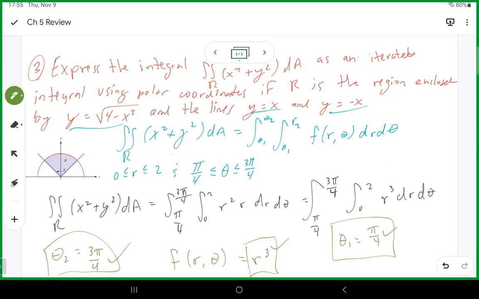Should they have asked you for your r's, you would have had r equal to 0 and r equal to 2. You will want to know how to find both. I can't remember how the test is, if the test asks for theta or if it asks for r. So you'll want to know how to do both.